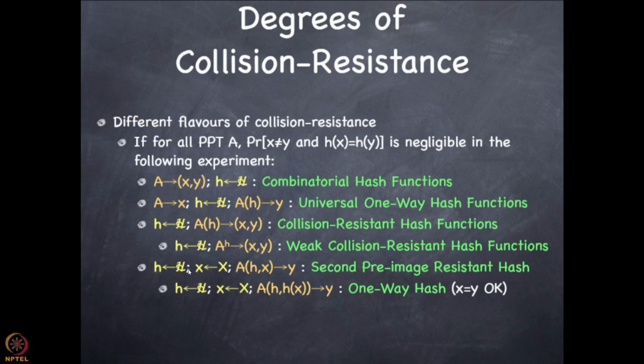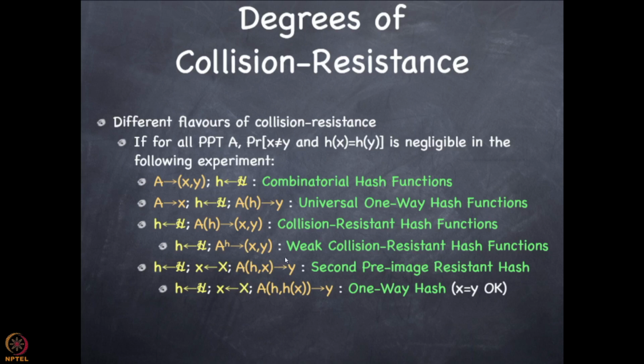The last two flavors here do not let the adversary pick x and y. Instead, we will pick x, and the adversary's job is to pick y. So the first one is the second pre-image resistant hash function, where we pick h and x, and show them to the adversary, and the adversary has to pick y.